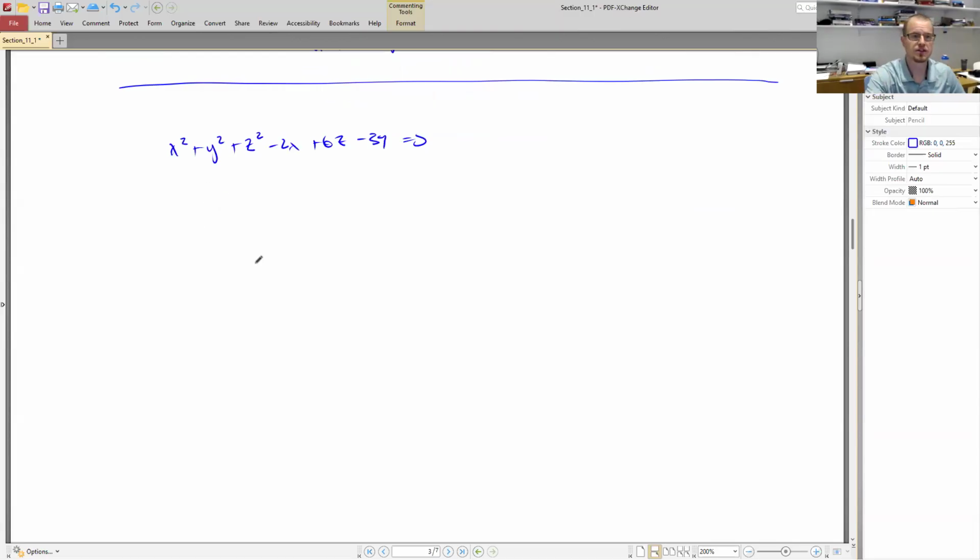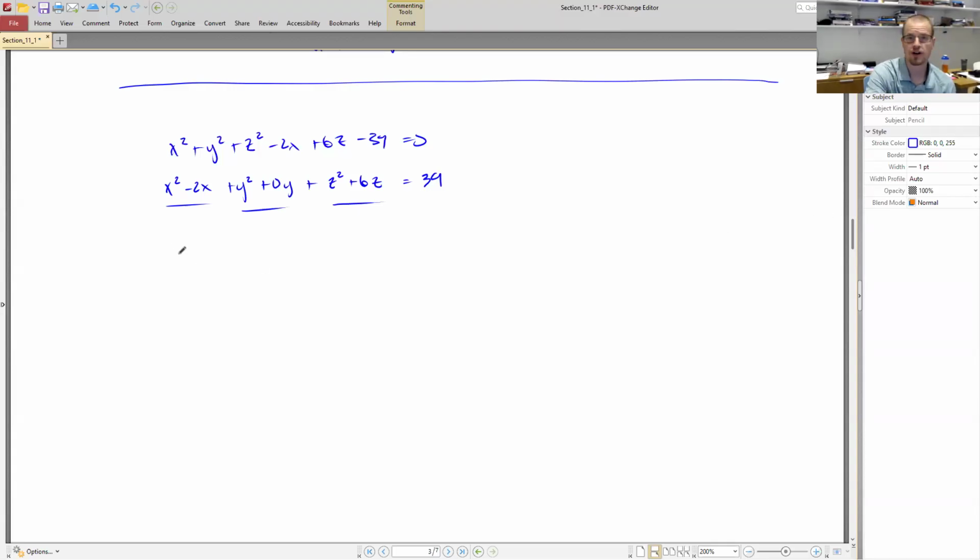I'm going to group together my x terms. So I'm going to have x squared minus 2x. Group together my y terms, so plus y squared. There are no other y terms. Maybe you want to recognize that there are 0 y's. And then I have z squared plus 6z. I'm going to go ahead and add 39 to both sides because I know I need that non-zero number on the right. Now what I want to do is complete the square here, here, and here.